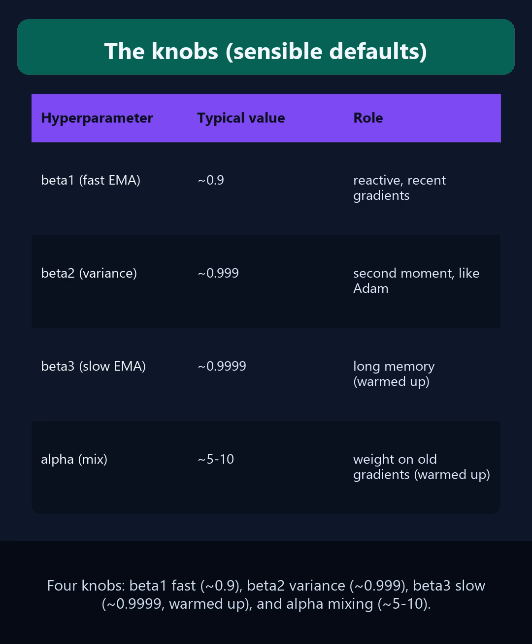These are the knobs. Beta 1, the fast average, stays around 0.9, just like Adam. Beta 2, the variance term, stays around 0.999. Beta 3, the slow average, is large, 0.9999, and is warmed up over training. Alpha, the mixing coefficient, is typically 5 to 10 and is also warmed up linearly. Sensible defaults exist, so it is not hard to try.